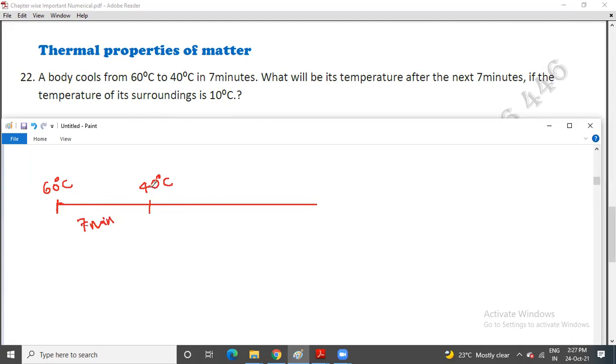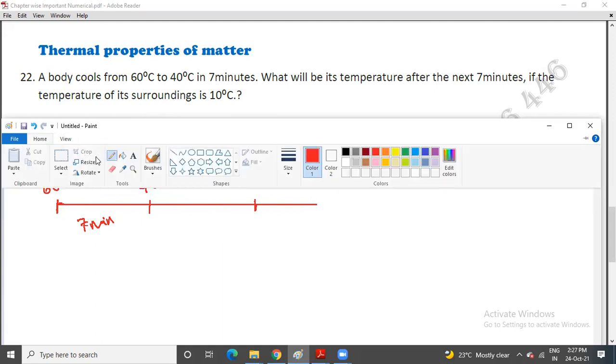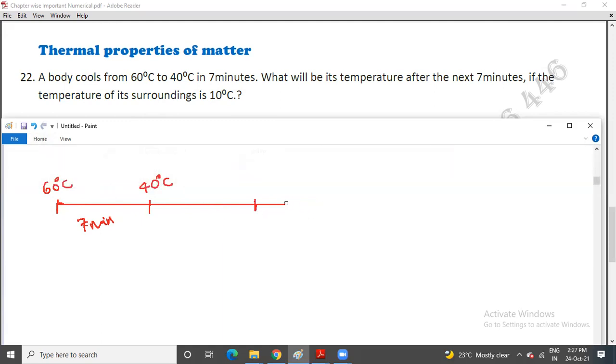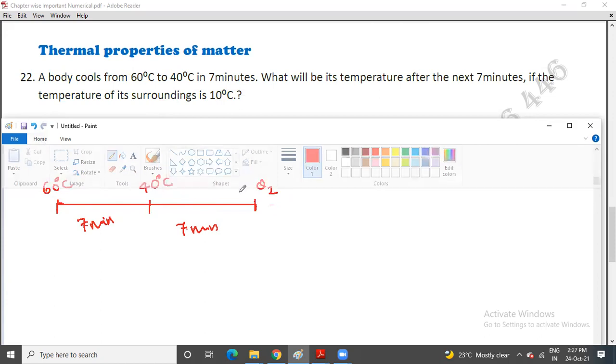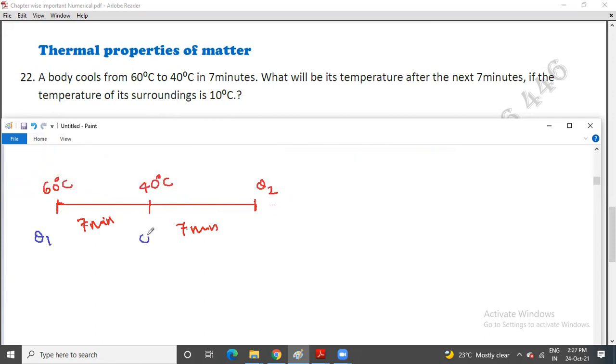Now again 40 to some temperature, we are looking for it in the next 7 minutes. So therefore, for the first case you take this as theta 1, you take this as theta 2. In the second case you take this as theta 1, you take this as theta dash. You are looking for theta 2 dash. Surrounding temperature theta naught is mentioned as 10 degrees centigrade.